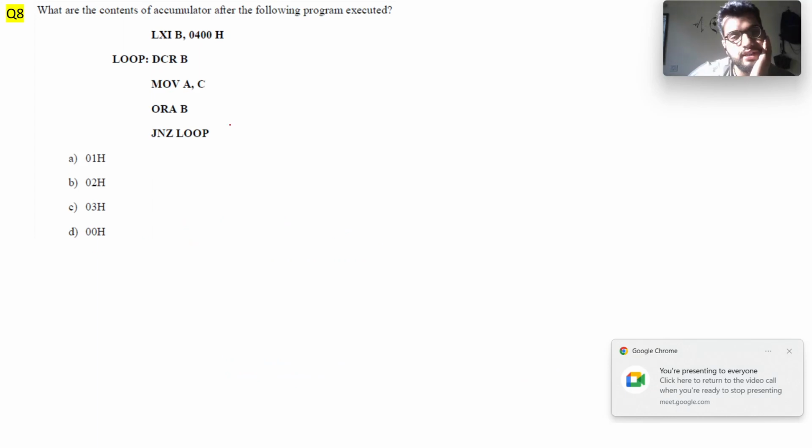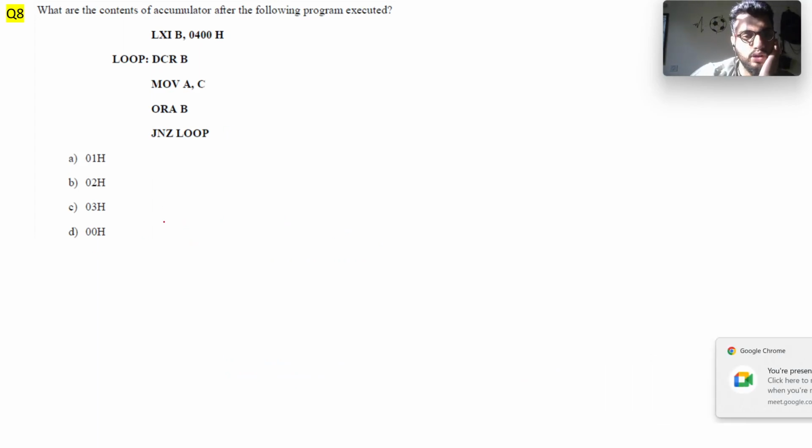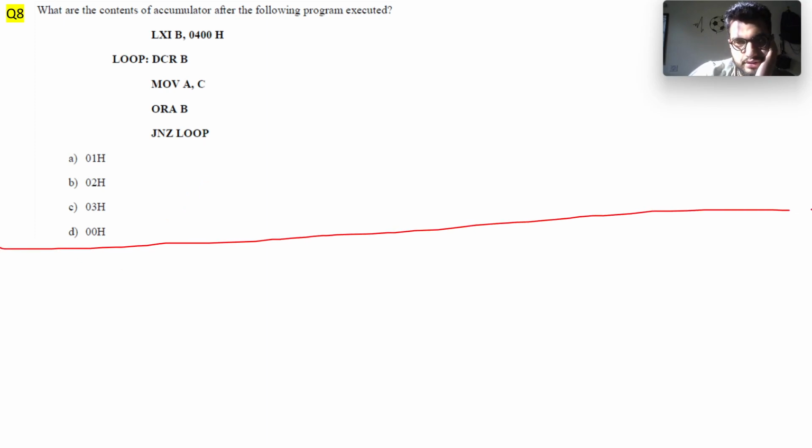Since it contains a loop, there will be many iterations, so I'll divide it into a table. The first instruction is a one-time instruction: LXI B, which stores 0400 hex. This stores register B as 04 and C as 00. Then we have the loop, where I'll have the iterations.